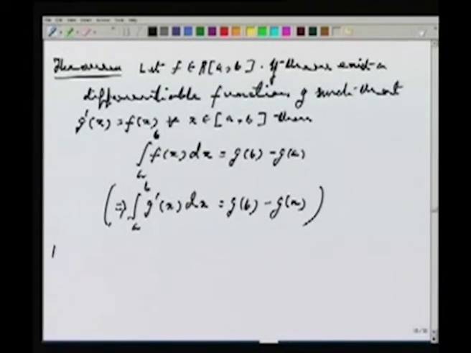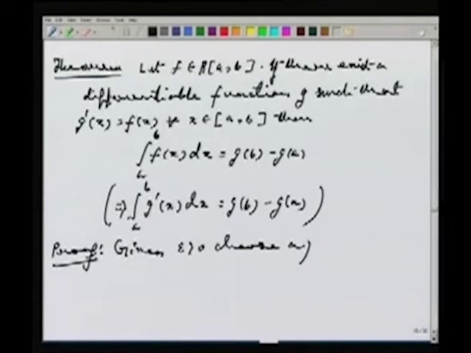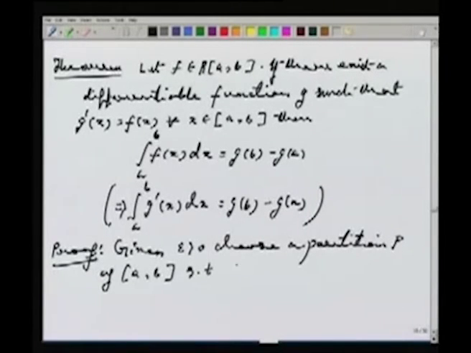So to prove this, we proceed as follows. Given epsilon bigger than 0, choose a partition P of [a,b] such that U(P,f) minus L(P,f) is less than epsilon. I can do that because f is known to be Riemann integrable.